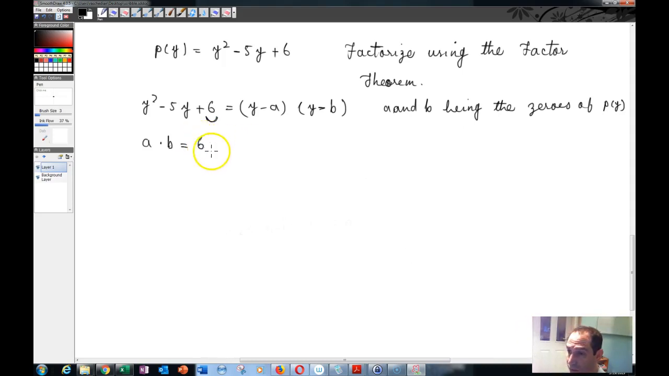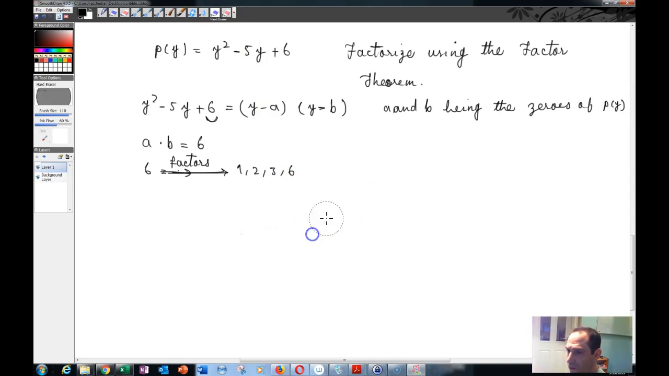Now, since the product of the two zeros is equal to 6, you can factorize 6 as, for example, 1 times 6 and 2 times 3. So all the factors of 6 are 1, 2, 3, and 6.